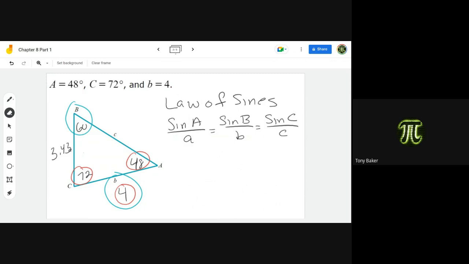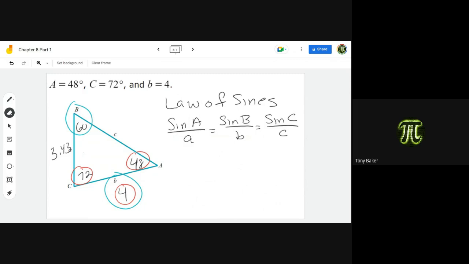Oh, I got two sides of the triangle. Why can't I use the Pythagorean theorem? I don't have a right triangle. Okay? It's not a right triangle. Now, I don't want to use the 3.43 because I found it, and it's rounded.